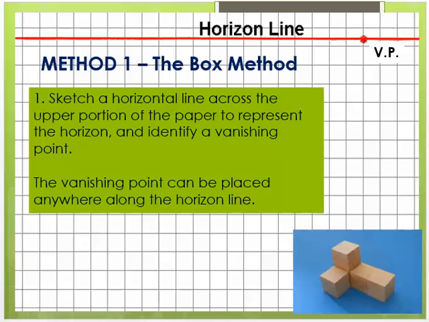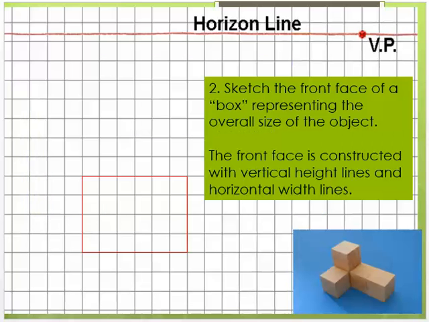Okay, for 1 point perspective, you're going to sketch a horizontal line across the upper portion of the paper to represent the horizon and identify a vanishing point. As long as you draw a horizon and a vanishing point anywhere on that horizon, you can't mess up. It says sketch the front face of the box. Once again, we're back to that old box method. As I see this, it's 2 boxes tall, so every 2 boxes here equals 1 box here. It's 3 across, so I should make it 6 wide. So there's 3, 4, 5, 6. So there's the front face of the box.